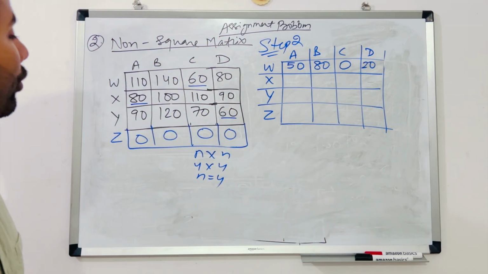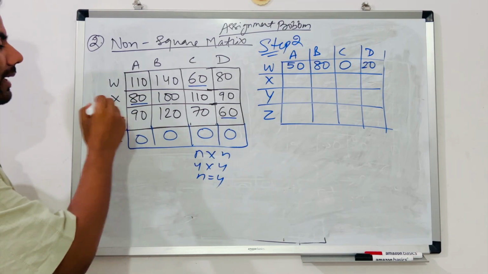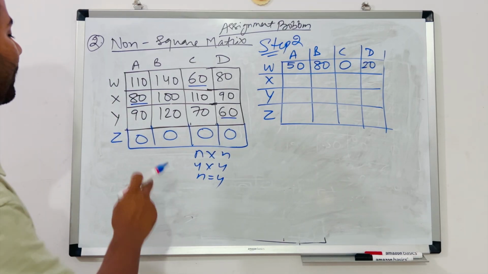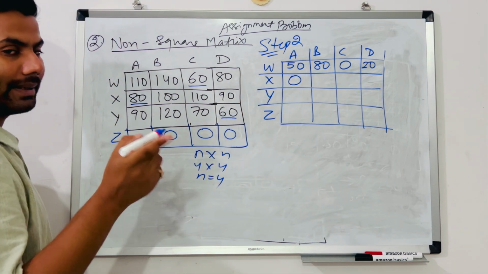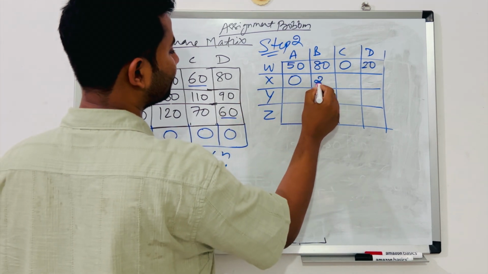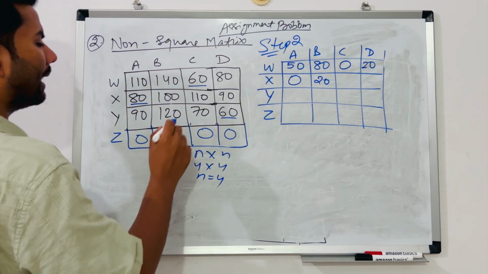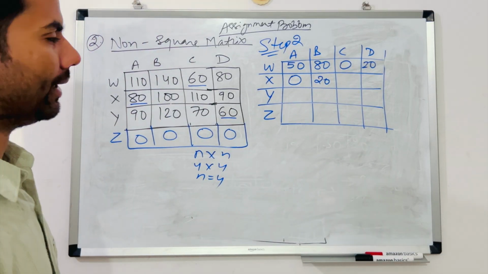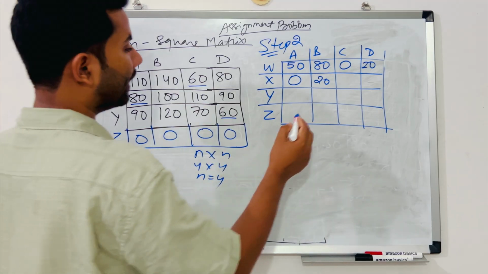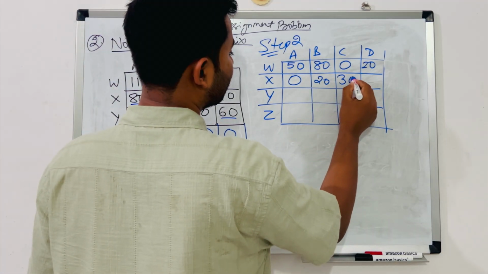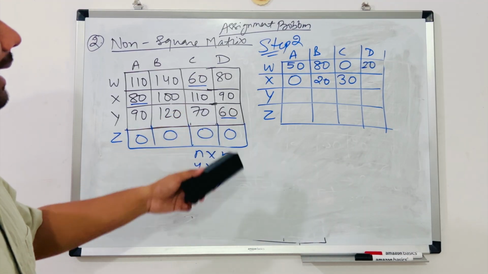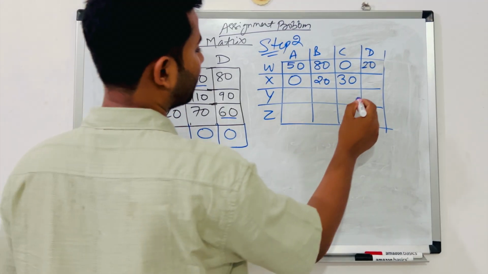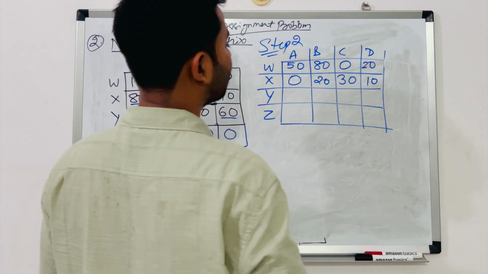Then come to row number 2. The smallest value is 80, so we subtract 80 by 80 and get 0. 100 minus 80 is 20. And 110 minus 80, we get 30. Now 90 minus 80 gets 10.